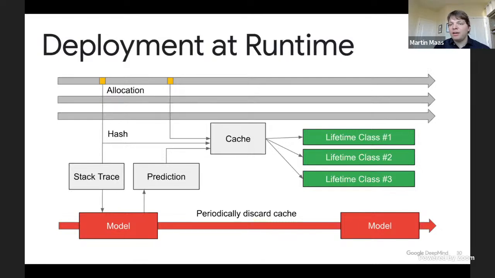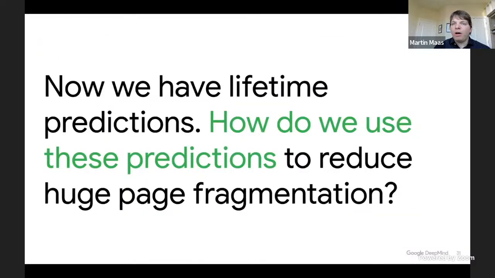This is a pattern that applies in general: if you have a model that's too expensive to run while the application is executing, oftentimes the results can be cached, and then you can run the model only when you find an uncached result. Okay, so with the model and this caching mechanism, we have lifetime predictions. How can these predictions now be used to reduce fragmentation and increase memory usage?